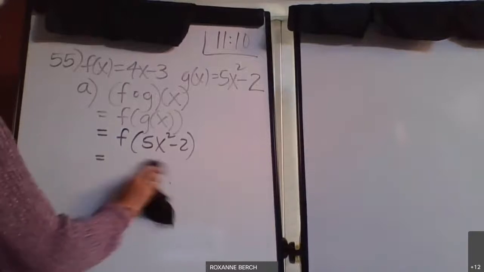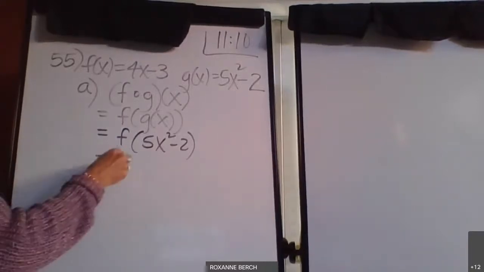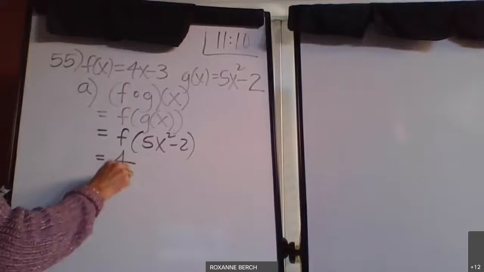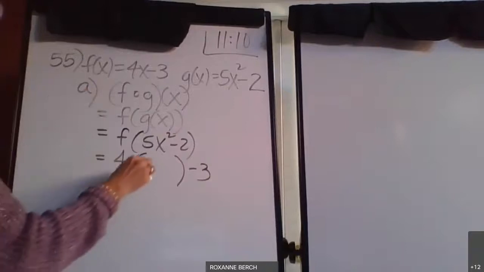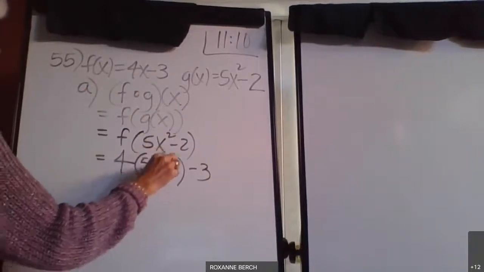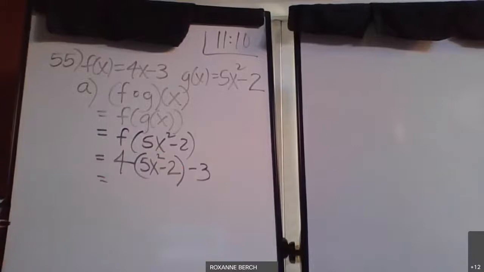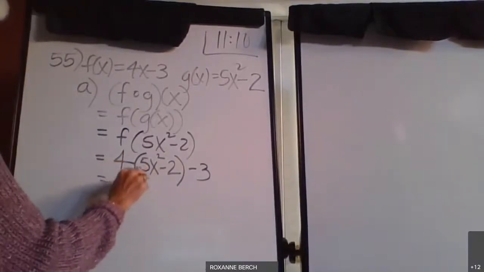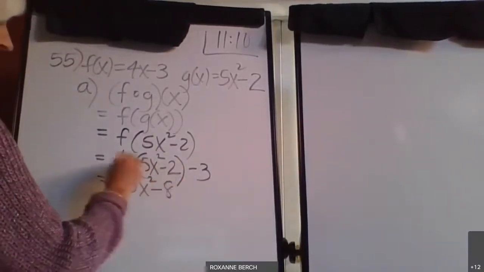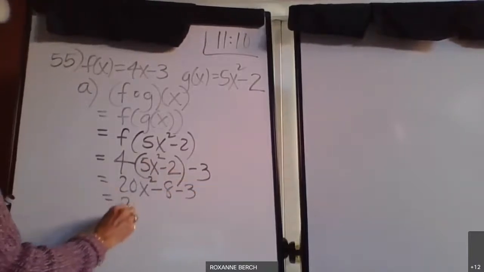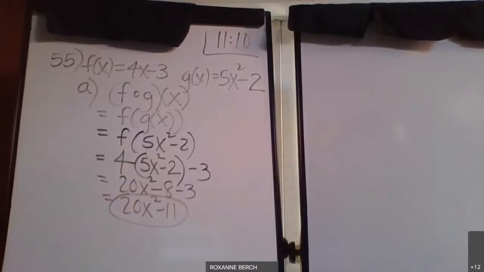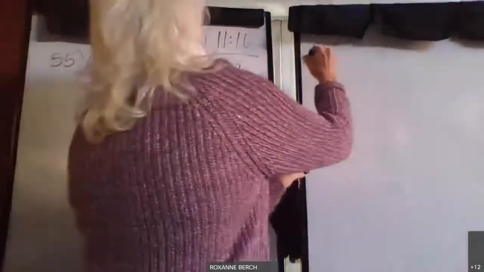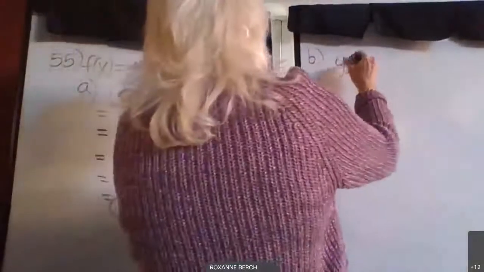So what you're going to do is look at the f function and go, okay, I'm going to take that old x out and put the new x in, which is 5x squared minus 2, and you're going to multiply this out. So this would be 20x squared minus 8 minus 3, which is 20x squared minus 11. And they do not ask for the domain. Good, let's not do it. Okay, in B, they want you to do this.